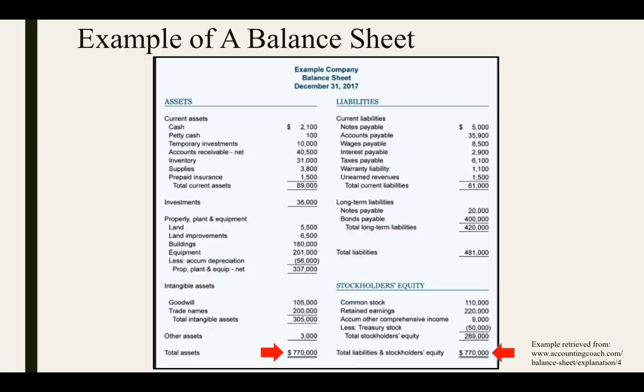Here is an example of what a balance sheet might look like for any company. The balance sheet lists assets on one side and liabilities and equities on the other. The most important part of a balance sheet is that the total of the right side and the left side are equal, highlighted here in red arrows. If not equal, the sheet is unbalanced and should not be released until the error is located and corrected.